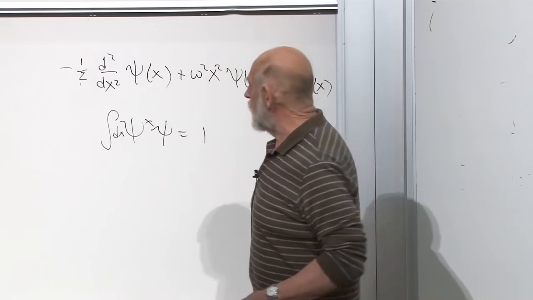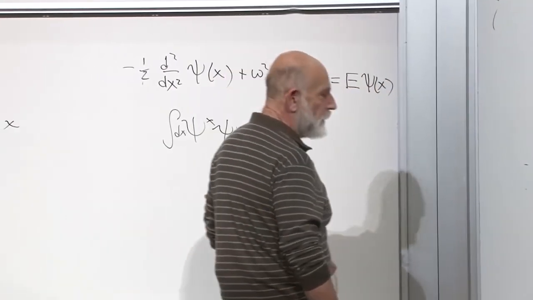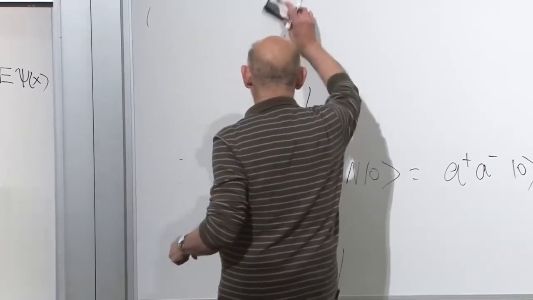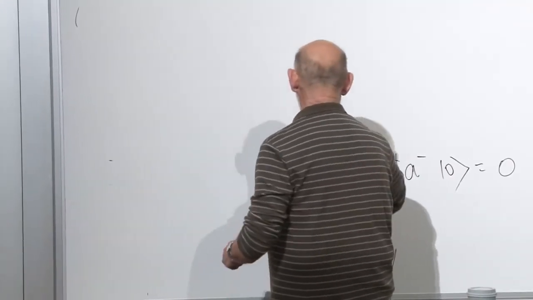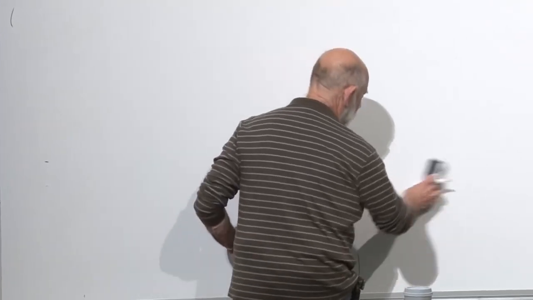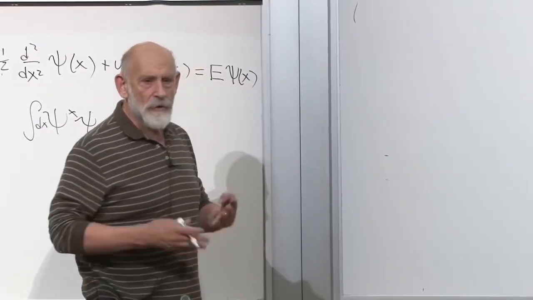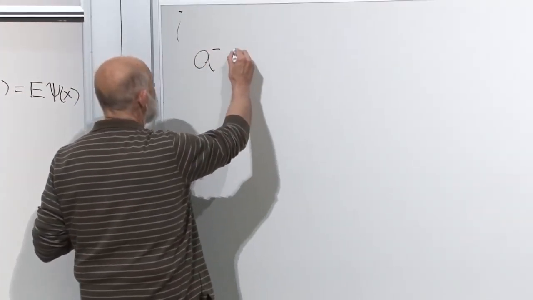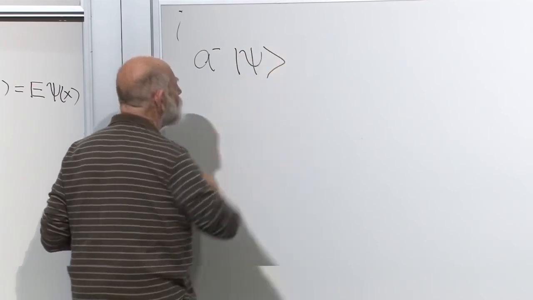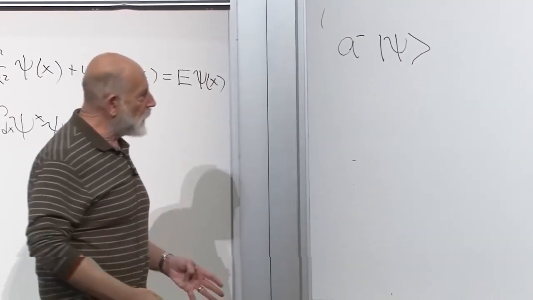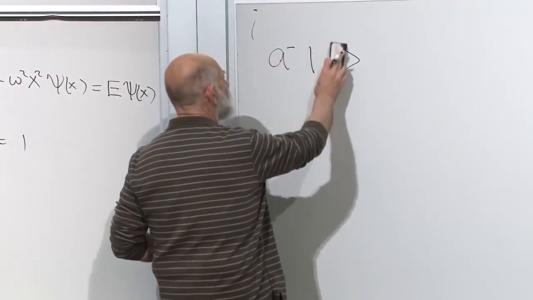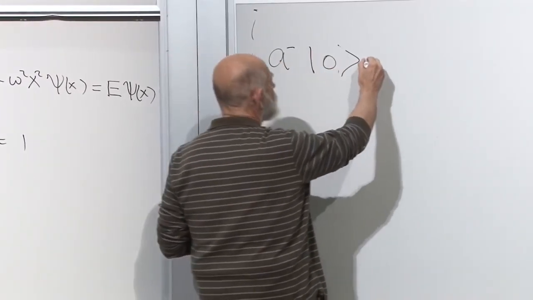Okay, let's see if we can find psi naught, the ground state wave function. We could write the original Schrodinger equation for it, but we can be smarter than that. Instead of writing H on psi equals E psi, let's write a simpler equation. Let's use the fact that the annihilation operator, the lowering operator, on the ground state, I don't need to call this psi naught, just naught, gives 0.